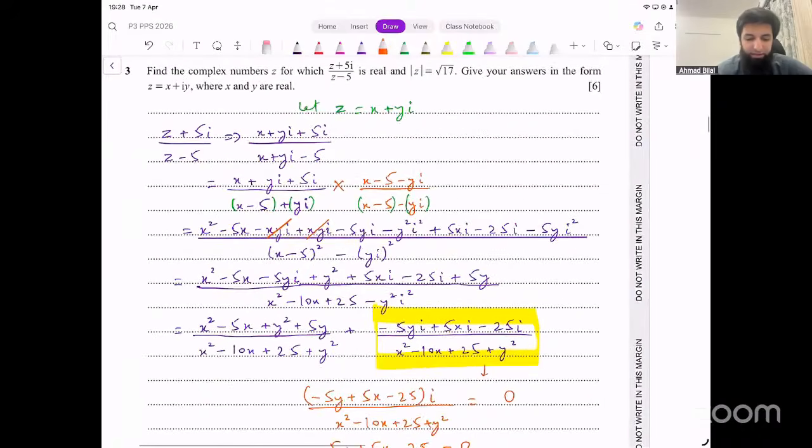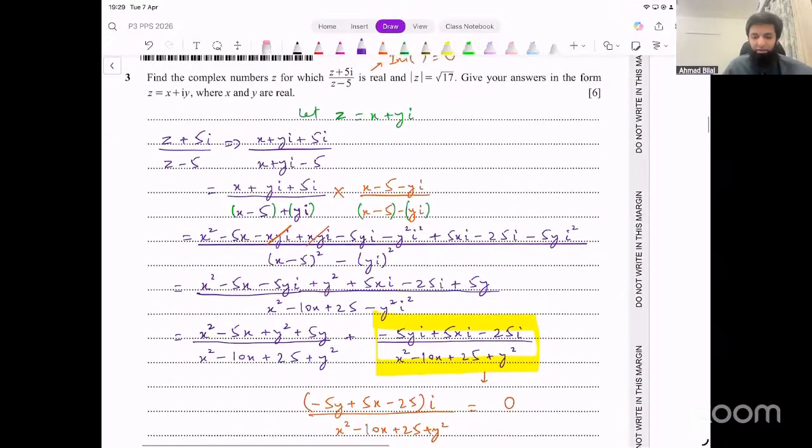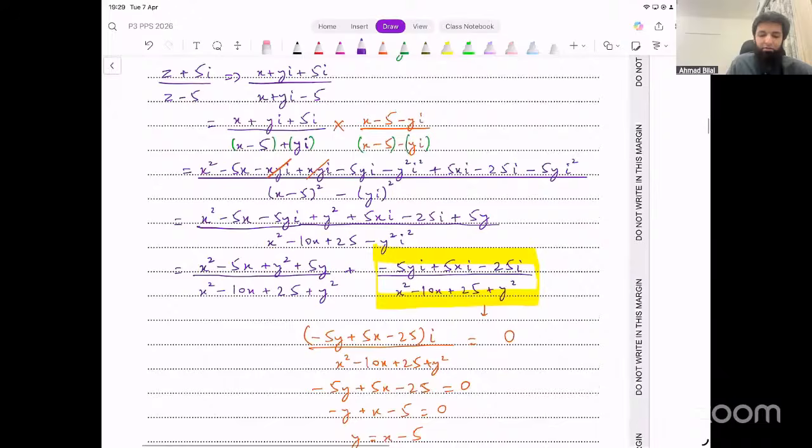The question says this fraction is real. If it is real, what that means is if we were to simplify this, its imaginary part will be equal to 0. Imaginary part of this fraction is going to be 0. Okay? Imaginary part is equal to 0. So all we are doing is we are saying, let's simplify this fraction. How do we do that?